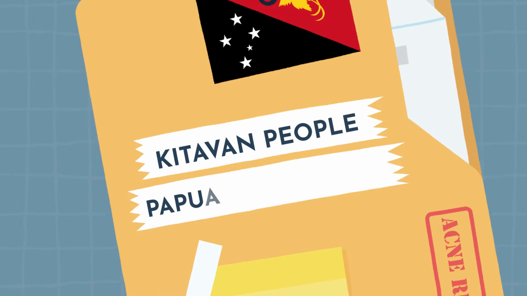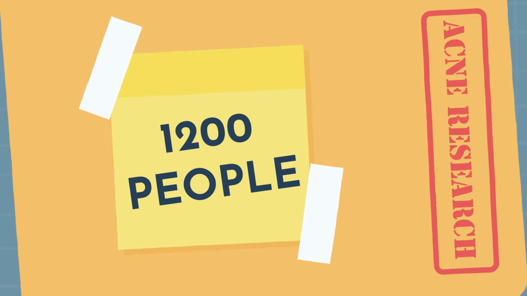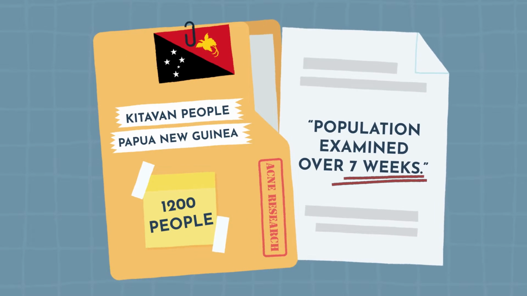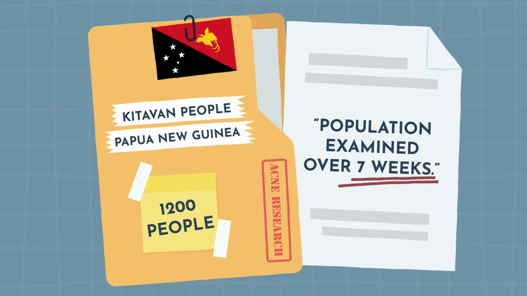And then there was a study done on the Kitavan people in Papua New Guinea. This tribe has about 1,200 people. And this group was examined over 7 weeks. And what do you think they found? Well, I think you can guess by now. The answer is nothing. Yes, no papules, no pustules, no comedones, nothing. And this is 1,200 people, again, all ages, all genders.